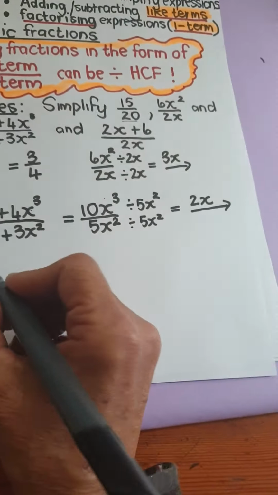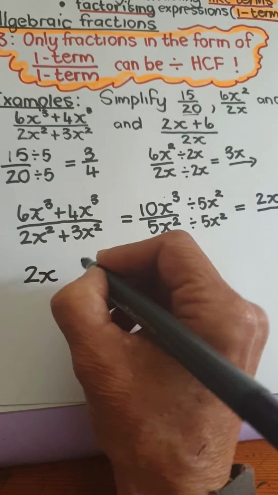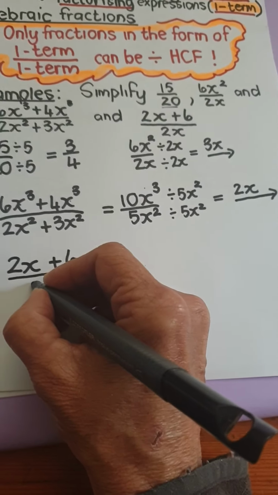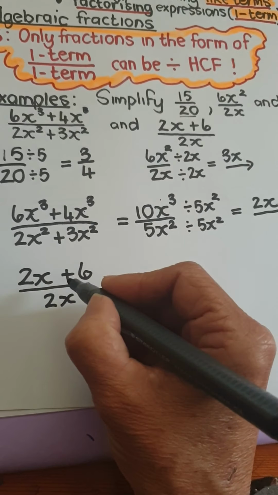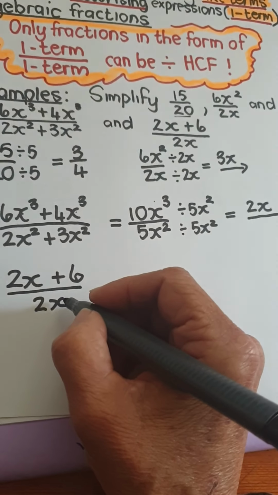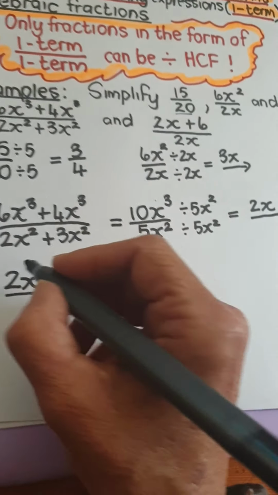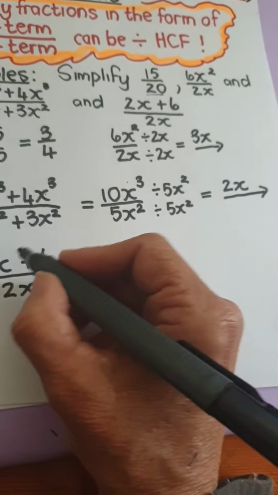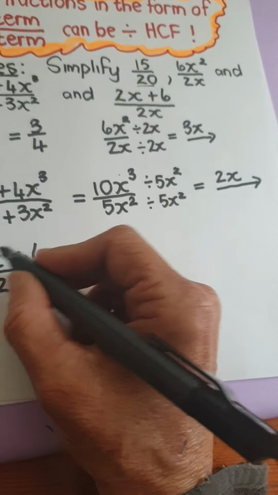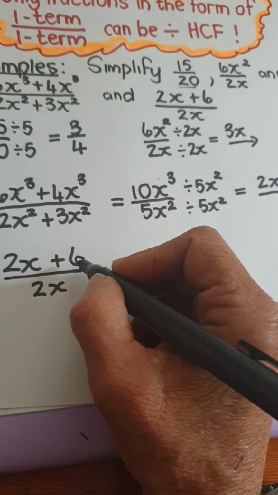So now what do we do in this case? I've got 2x plus 6, and my denominator is 2x. So people, there's two terms in my numerator and only one term in my denominator. I cannot divide this 2x into that 2x because this means mathematically I must take this answer and divide it by 2x. And because I don't have like terms here, I cannot add it. So how do I simplify it?